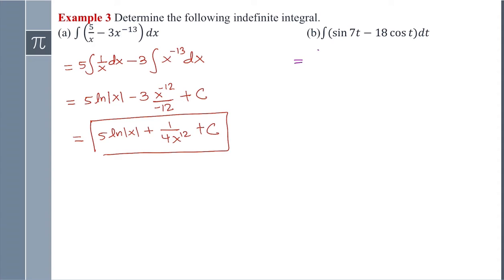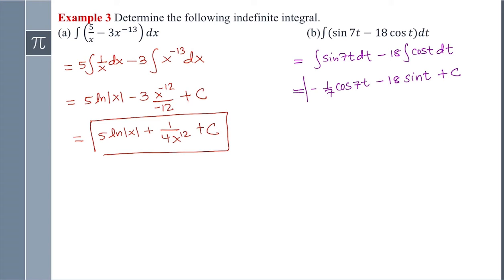Okay, so now this is 1 over a, so let me separate this first. Let me write it as integral sine 7t dt minus 18 integral of cosine t dt. Now the integral of sine ax is negative 1 over a cosine ax. So here it is negative 1/7 cosine 7t minus 18 times the integral of cosine t, which is sine t. So it's not negative. The derivative is negative, but the integral is positive. So it's opposite. So sine t and then plus c. So that's all we have.